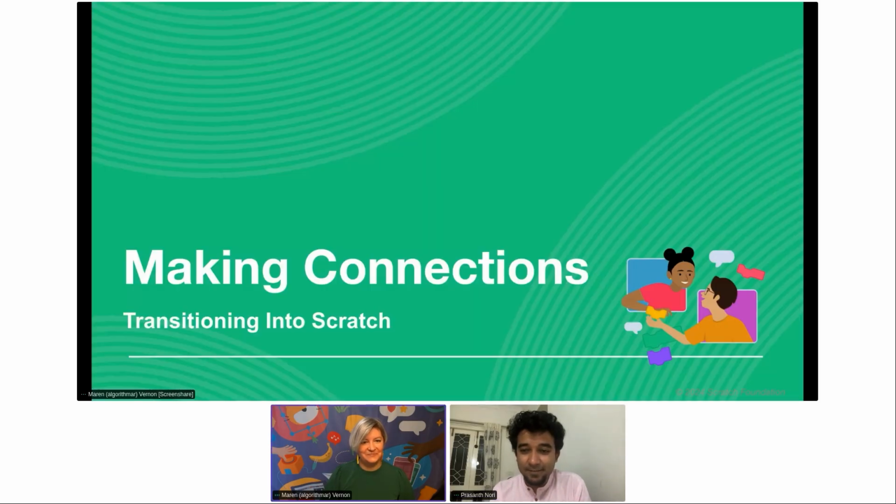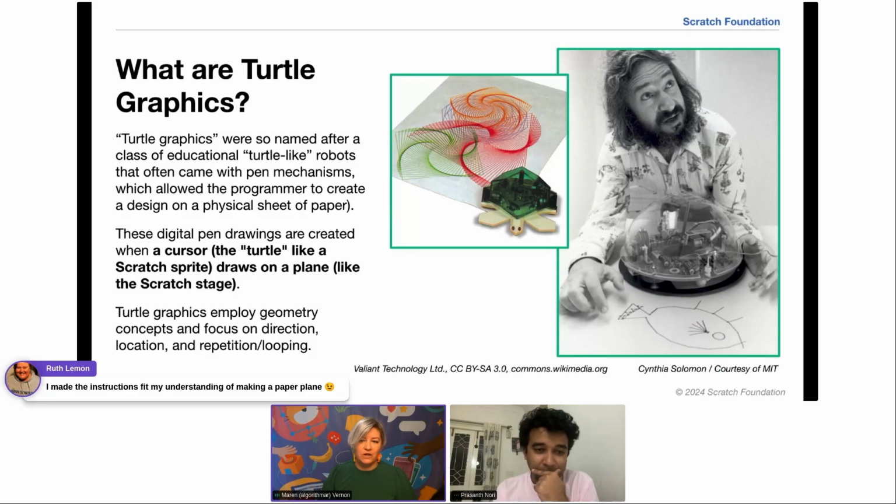So now we're going to take this thinking mindset that we've developed while working on the paper plane, and we're going to transition this into Scratch. And what we're going to try in Scratch is to make a turtle graphic.